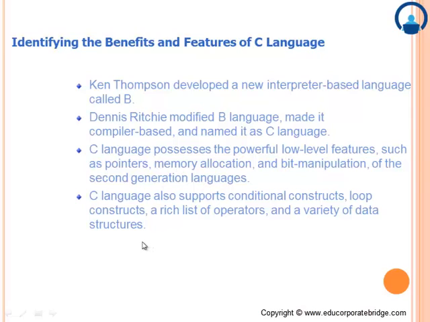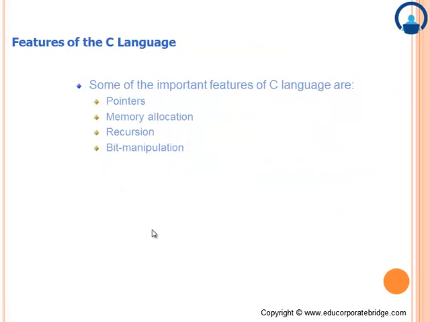Point number 2 is defining the characteristics of the second generation. We know that the computer has evolved in many generations: first generation computers, second generation computers, third generation computers. In the same way, C language supports some of the features of second generation languages, and it also supports some of the features of third generation languages. Here are some of the features of C language: pointers, memory allocation, recursion, and bit manipulation.